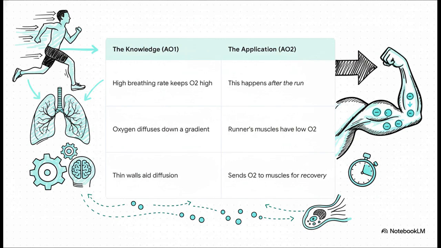Each point kicks off with a solid bit of AO1 knowledge about how gas exchange works, but the marks, they're all secured by that AO2 application. It's not just that breathing rate is high. It's high after the run. It's not just that there's a concentration gradient. It's a really steep one because the runner's muscles are crying out for oxygen. Every point is tied directly back to that runner and their recovery.